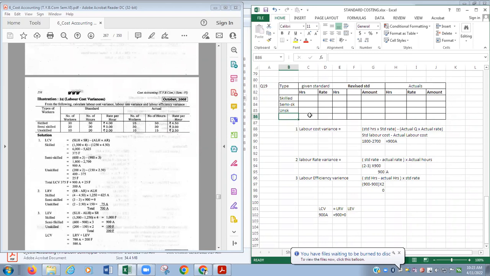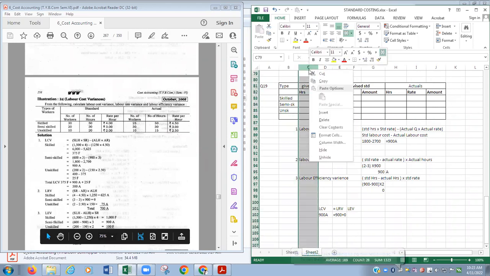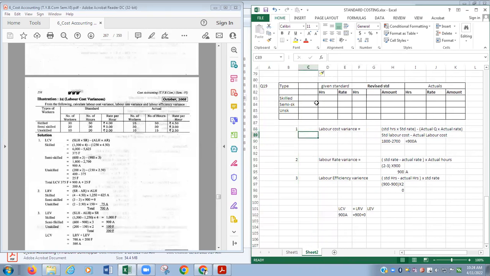Yeah. One more thing is there. See, they have given number of workers. Okay. So I just need to insert one more column here to find out the values. Since values are not given, even we have to make the table. Okay, I'll show you how to do it. Okay, I'll do it here.